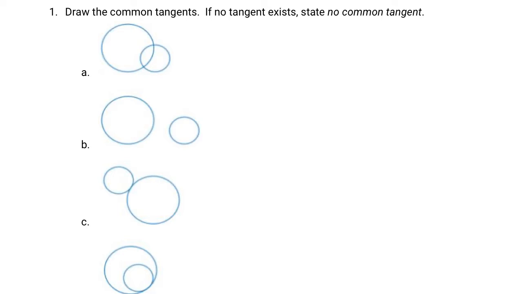If we look at the letter A, we can put a tangent here that touches each of these circles in one spot, and we can put a common tangent here that touches each of those circles in one place. So that is two common tangents.